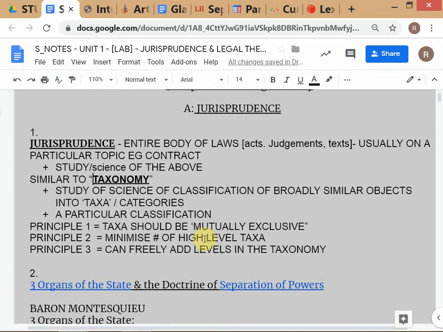Okay, so taxonomy is a word that is used in two senses, just like jurisprudence, where we put the study of the above: the science of the entire body of laws, how it is developed, analyzing this body of laws, etc. In this second sense, which we have put first here, taxonomy is essentially the science of classification.